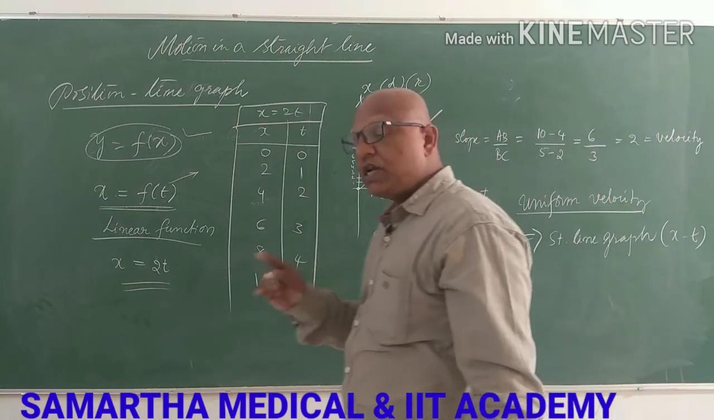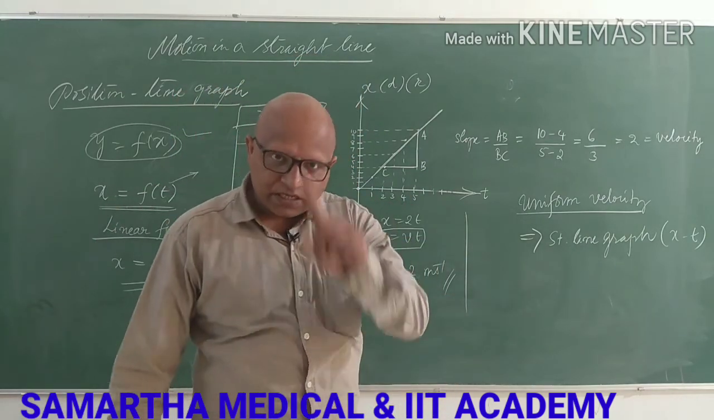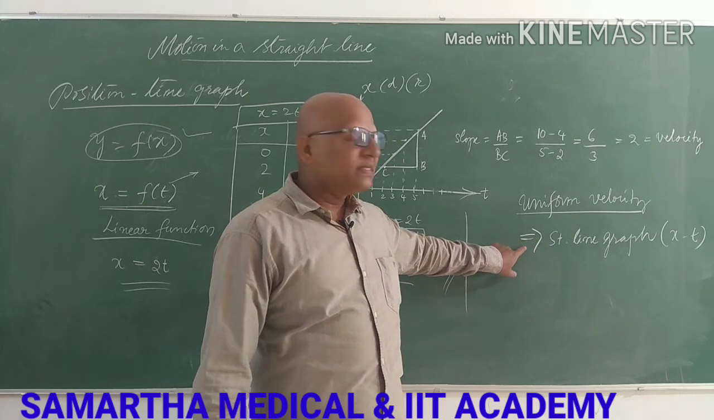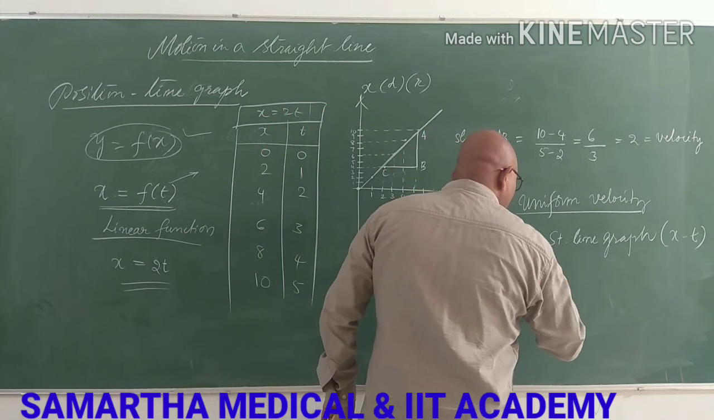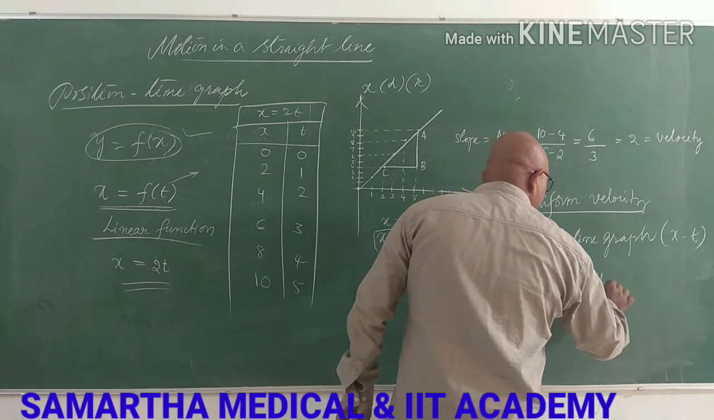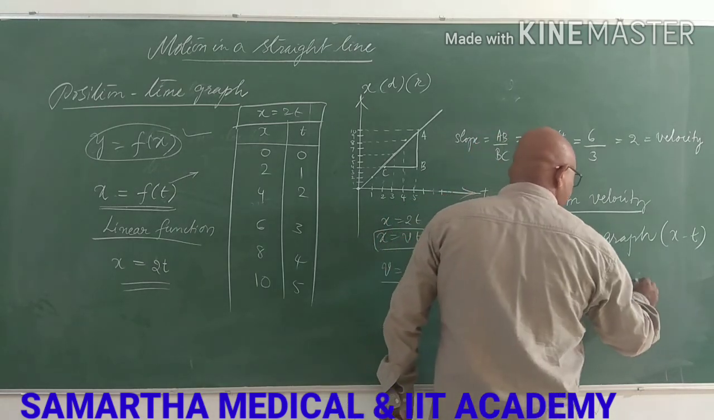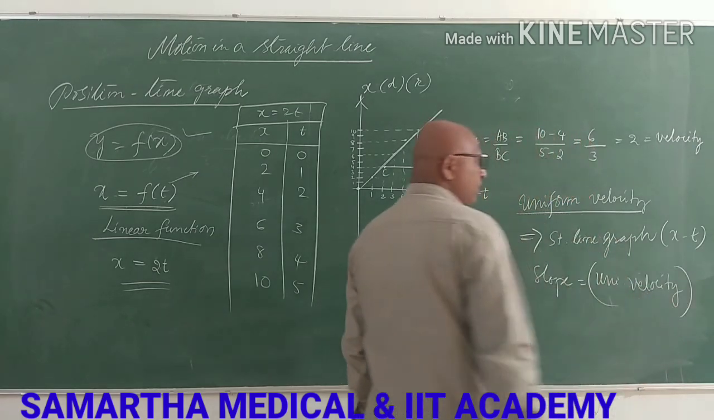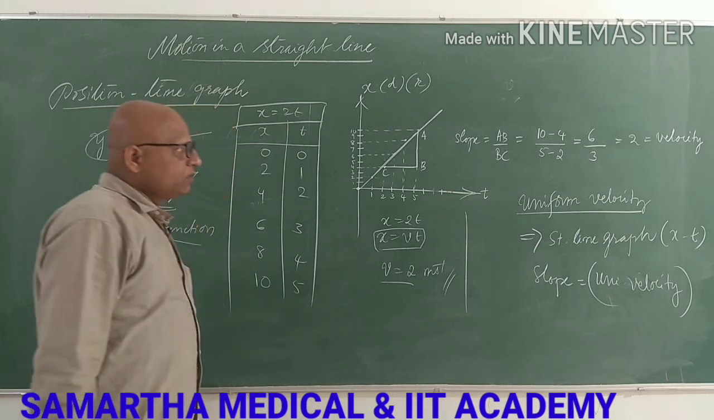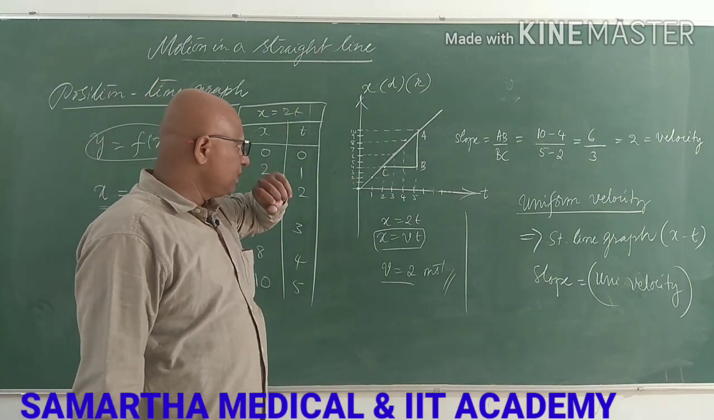If you plot position and time, and the graph is a straight line, then it represents uniform velocity. Also, you must know that the slope represents the value of uniform velocity. The slope represents uniform velocity.